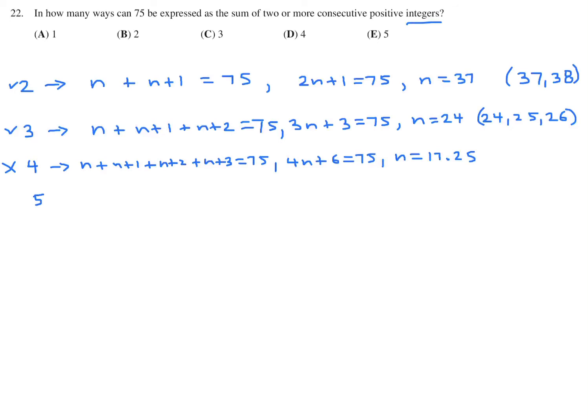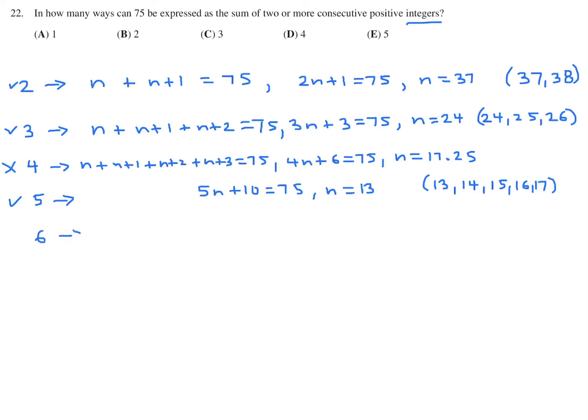How about 5 consecutive integers? I'll skip the n plus 1, and you get the point. The sum of 5 is basically 5n plus 10 is equal to 75, and therefore n would equal 13. So that means our 5 consecutive integers are 13, 14, 15, 16, and 17. So there you have it. We've got another possible way of doing this.